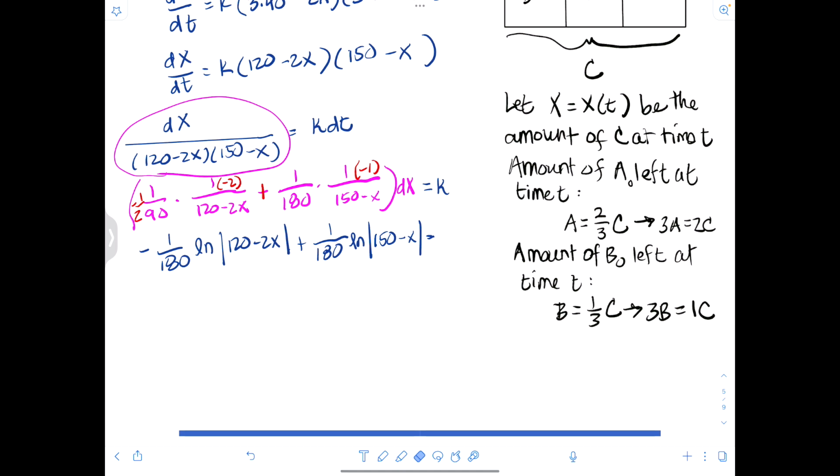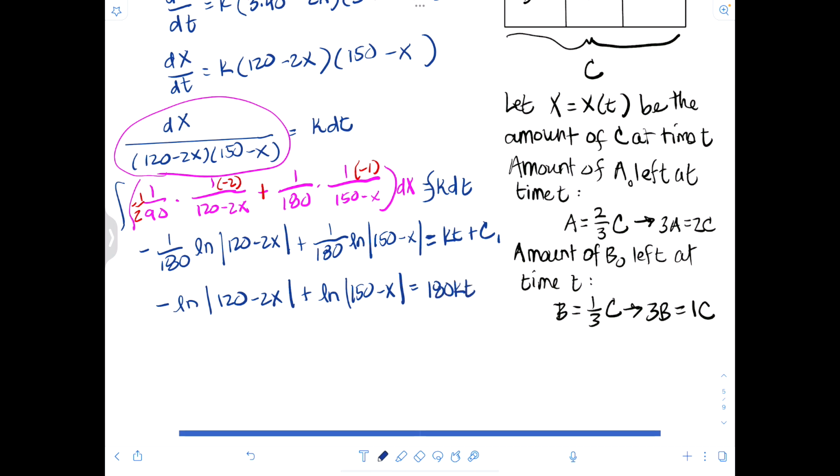Equals, and my apologies, I did that in my head. I should have just kept it as k dt, because I'm going to integrate both sides. And this will give us k times t plus some constant, call it constant 1. Now, if I multiply both sides by 180, I'll get negative natural log absolute 120 minus 2x plus natural log absolute 150 minus x is equal to 180kt plus some new constant. 180 times constant 1 gives me constant 2.